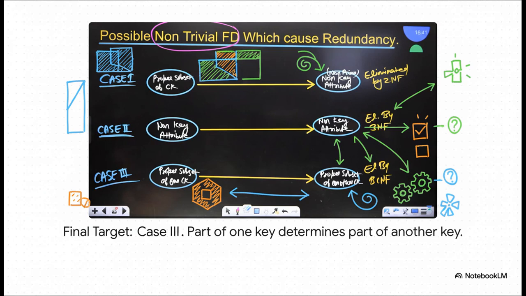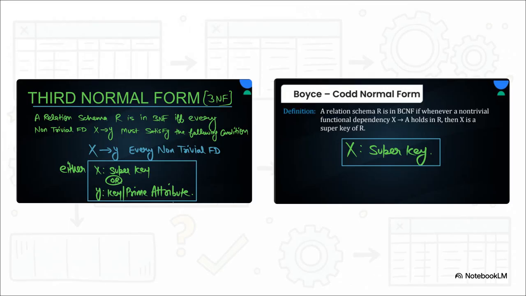Now this is the most complex one, and it usually only pops up in tables that have multiple, overlapping potential keys. This is when a part of one possible key ends up determining a part of another possible key. BCNF is the specialist we call in for this very specific, very tricky situation. So what's the big difference between BCNF and 3NF? It's actually super simple when you see it side by side.